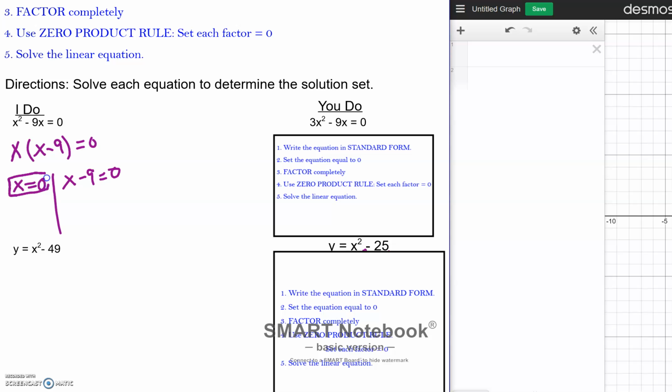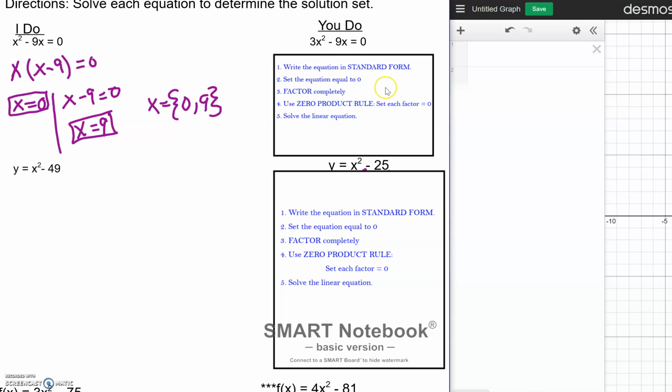This already says x is equal to 0. There's nothing for me to do there. But on this side, I need to solve for x. So I add 9 on both sides, and this is going to be x is equal to 9. So my answer is x is equal to 0, and x is equal to 9, or if I write it as a solution set, x is equal to {0, 9} close curly brackets. You can pause the video and try this example on your own.